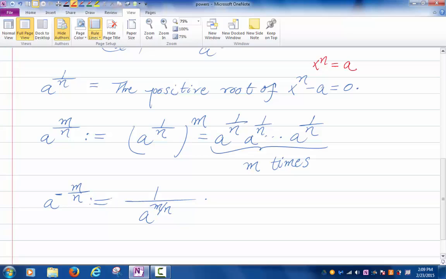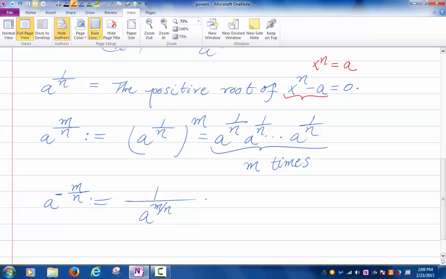Now, how do I know that equation has a positive real root? Well, if you look at the function x to the n minus a, that's a polynomial, a continuous function. It has a negative value and a positive value. I'll let you think about that. Because it's continuous, if it has a positive value and a negative value, the graph has to go through the x-axis, and right there it has a real root.